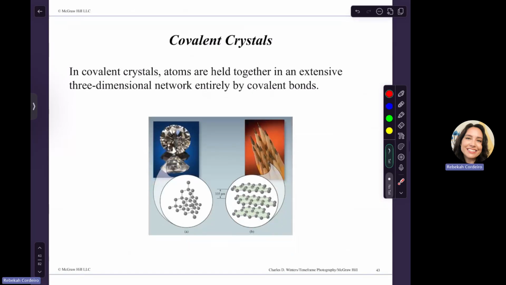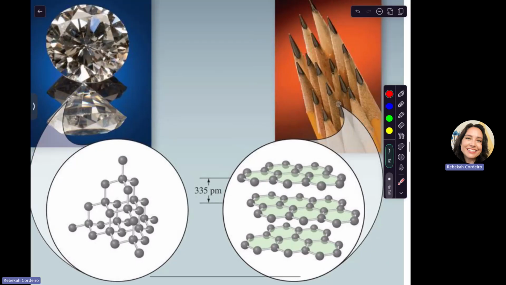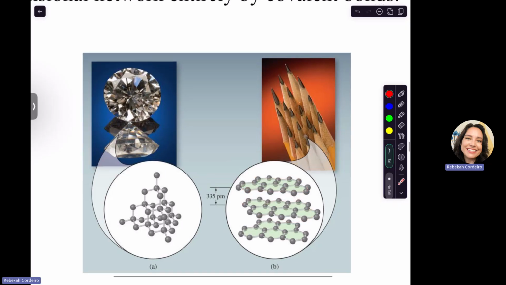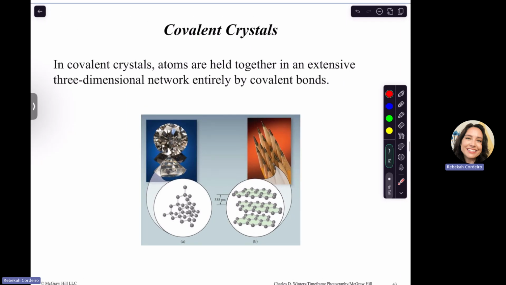And then a couple other things about solids. We have covalent crystals. Covalent bonding can also make crystalline solids. For example, diamond is all carbon, but it's in a very specific orientation. And then graphite is also carbon, but in a different orientation. Graphite is in sheets, and diamond has a more rigid 3D structure. The network is held together entirely by covalent bonds, it's not ionic.